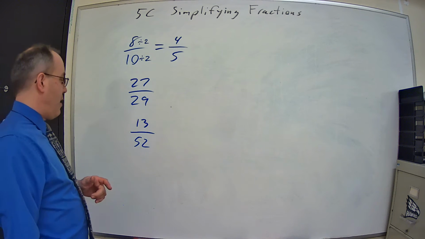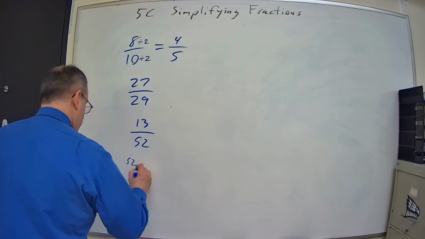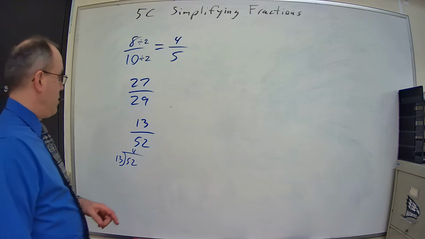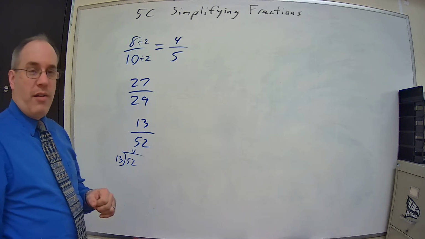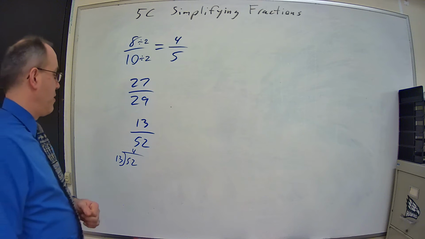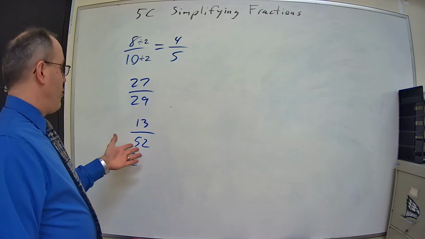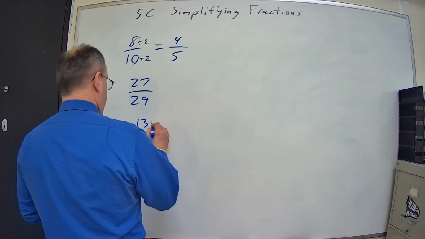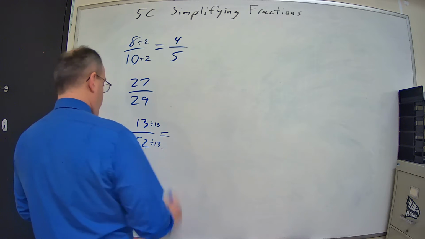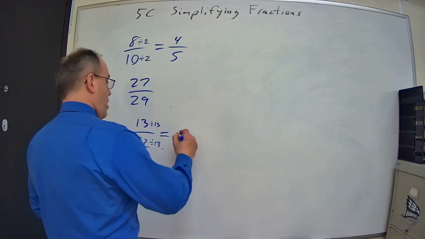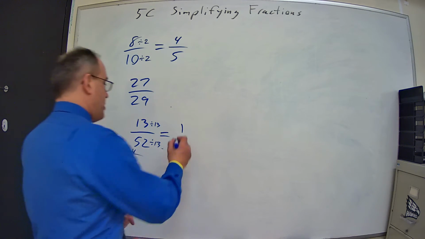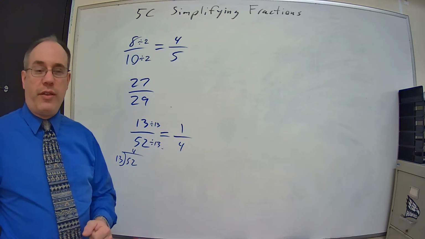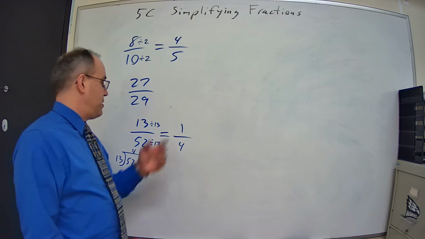And it turns out that 52 divided by 13 gives you 4. So 52 is a multiple of 13. So there is a common factor, it's 13. So if I divide the top by 13 and divide the bottom by 13, 13 divided by 13 is 1. 52 divided by 13 is 4, and I have 1/4. So 13/52 is equal to 1/4.